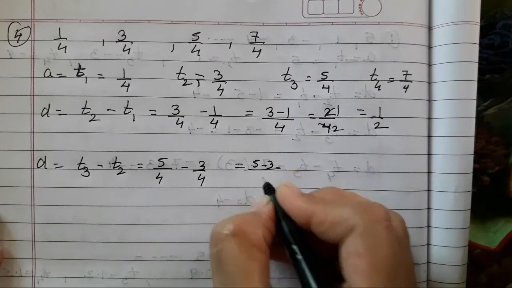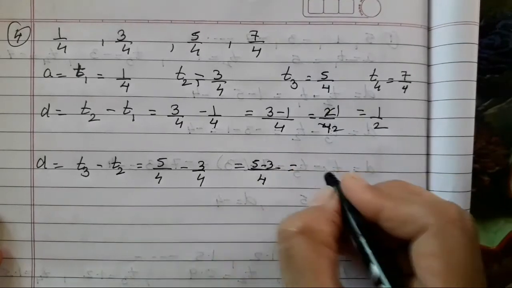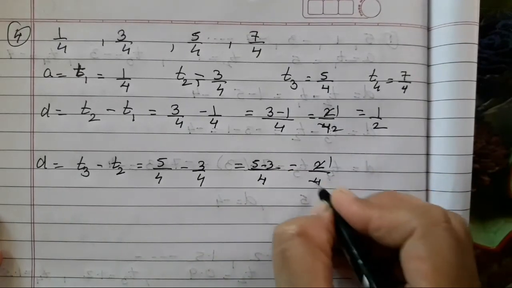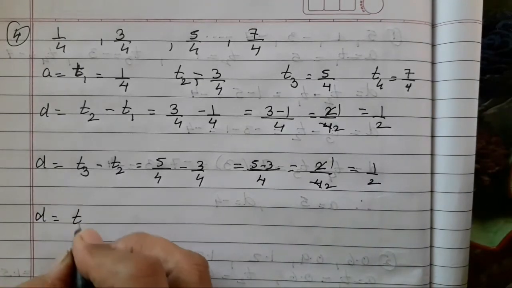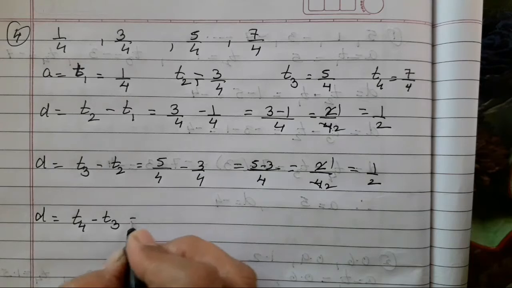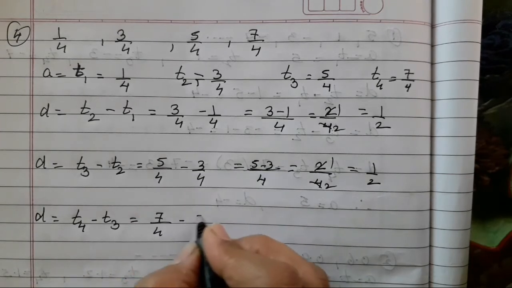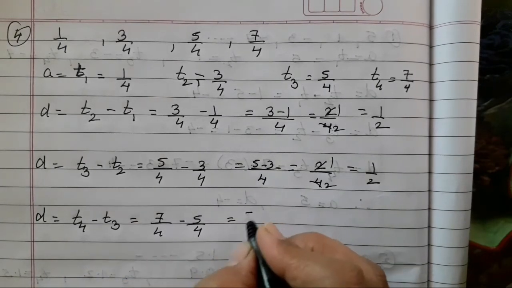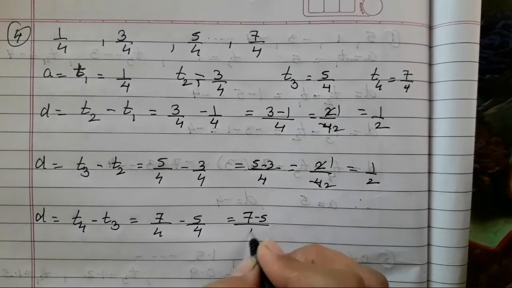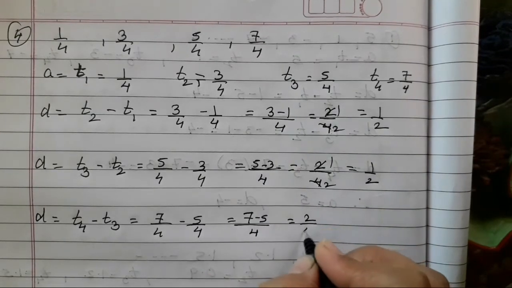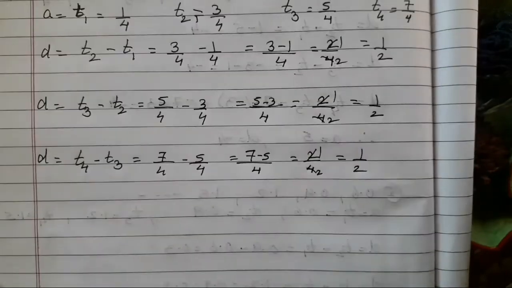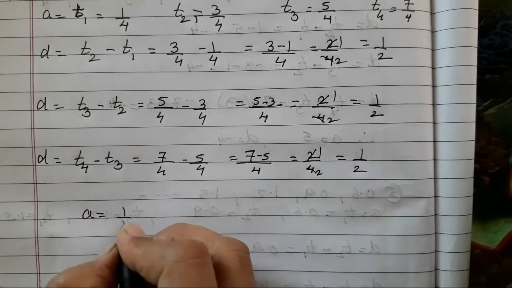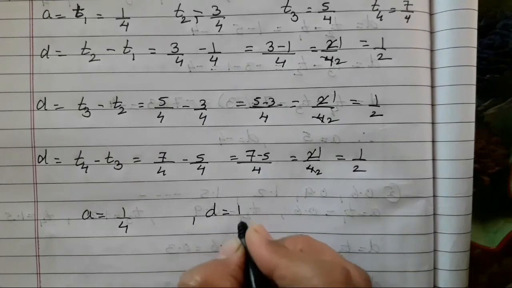Take all the terms in such a way. 5 minus 3 is going to be 2 upon 4, which is 1 upon 2 again. D for T4 minus T3 is going to be 7 upon 4 minus 5 upon 4. The same answer is going to come, because from the numbers only we can make out the difference is going to be the same. So A is 1 upon 4 and D is 1 upon 2.